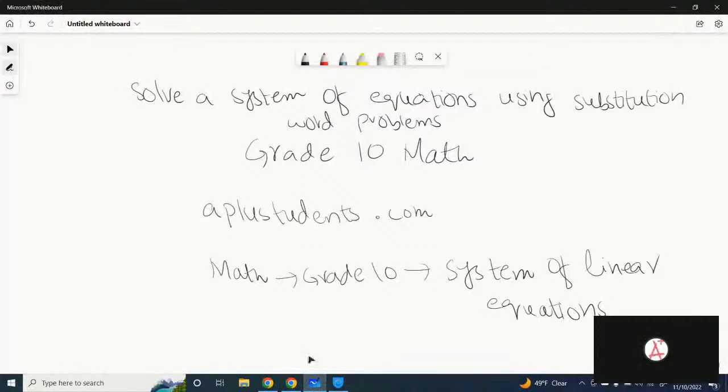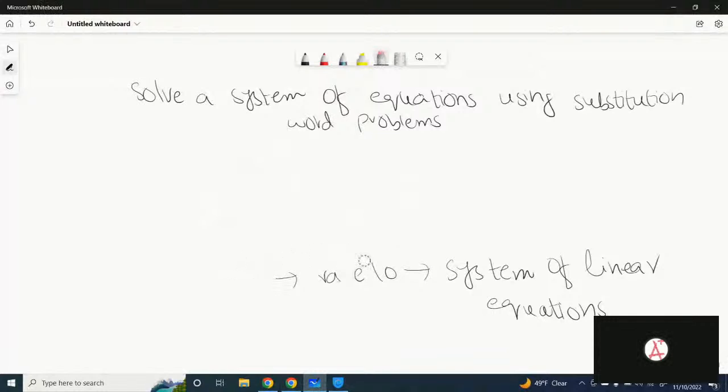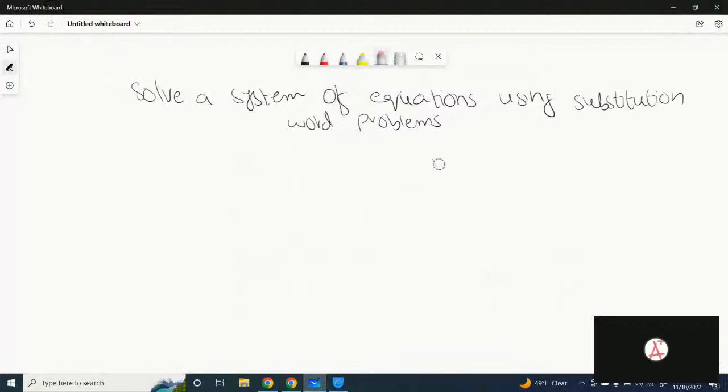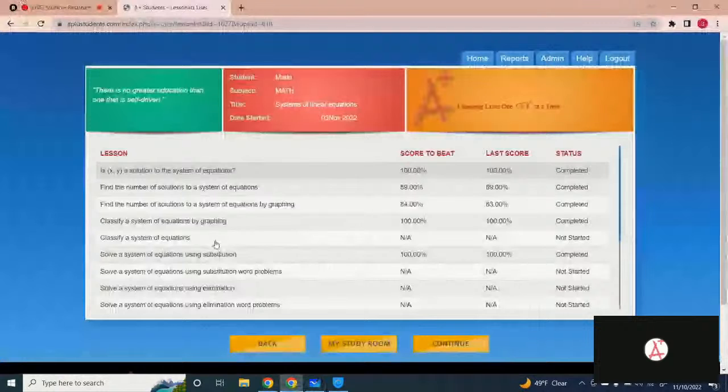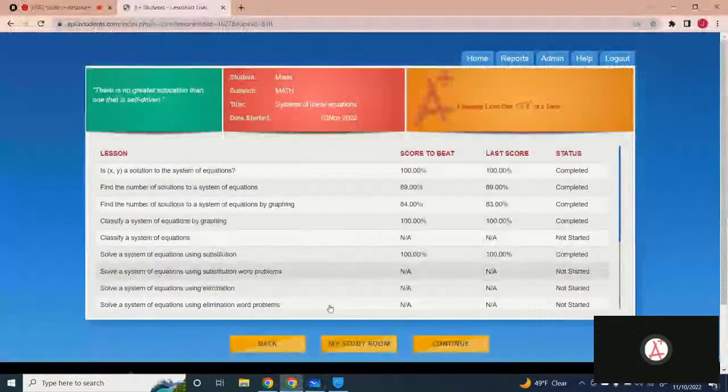Okay, let's start with the topics. The system of linear equations using substitution word problems. Okay, here is the topic. Solve a system of equations using substitution word problems. Let's start with the topic.